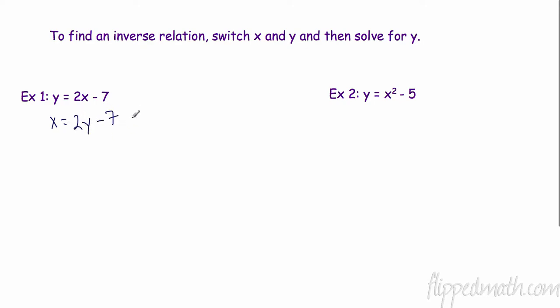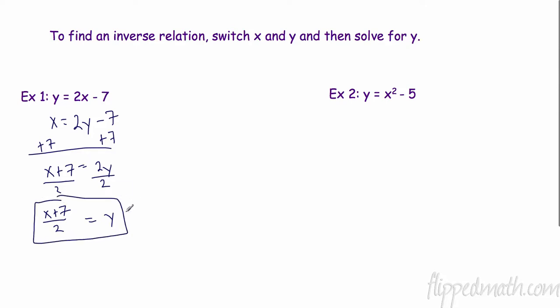Now to find this, we always like y by itself, so now we're just going to solve this for y. So I'm going to have to do the opposite. That's adding 7 to both sides. So now I have x plus 7 equals 2y, and then to get y by itself, I have to divide by 2. So y equals (x plus 7) over 2. So this is the inverse of that.